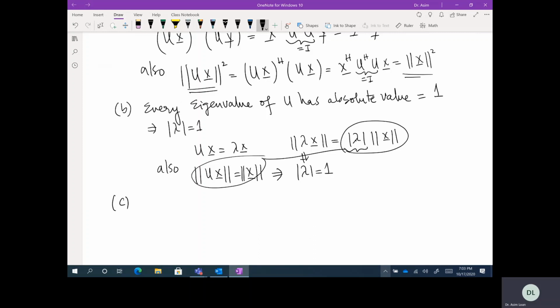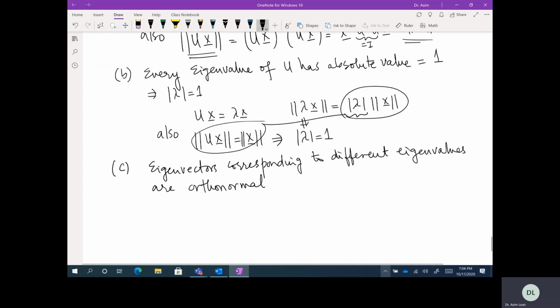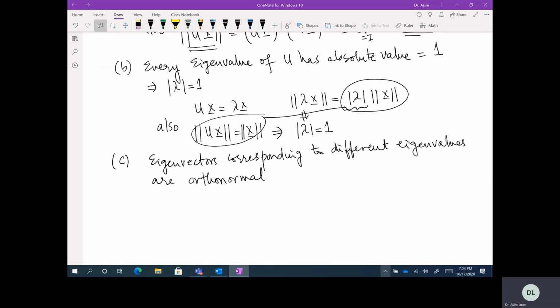Okay. So eigenvectors corresponding to different eigenvalues are orthonormal. So this is the same case as for the symmetric matrix.